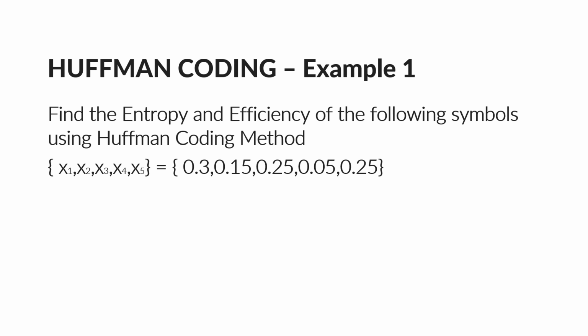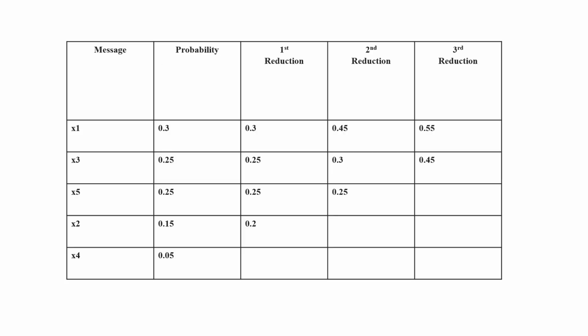Let us understand this with an example where 5 symbols are given with the probabilities 0.3, 0.15, 0.25, 0.05 and 0.25 respectively. We are arranging the probabilities in decreasing order. That is the reason that here we are not having the same sequence. Here the sequence is x1, followed by x3 with the next probability, followed by x5 with the next probability. x2 has the next least, 0.15, and x4 has the least probability, which is 0.05, right?